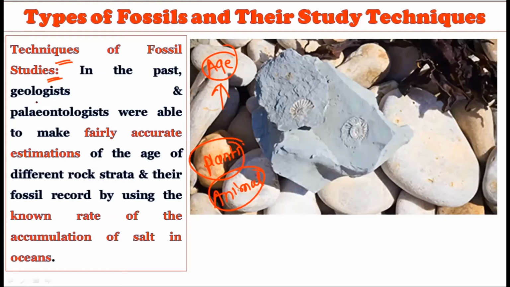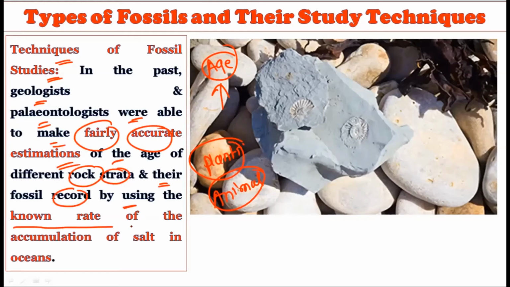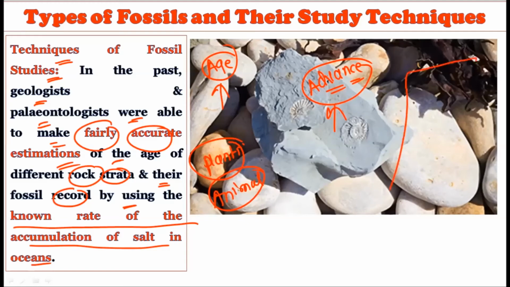Okay, now in the past, the geologists or the paleontologists were able to make a fairly accurate estimation of the age of different rock strata and their fossil record by using the known rate of the accumulation of salt in the ocean. Now see, earlier there were no advanced techniques, and today we use advanced techniques to accurately determine the age of the fossil. But before these, which technique was used by the scientists? Consider this is a strata of the mother earth. These are different types of strata, and if the fossil is found here, they will take the sample of this strata.